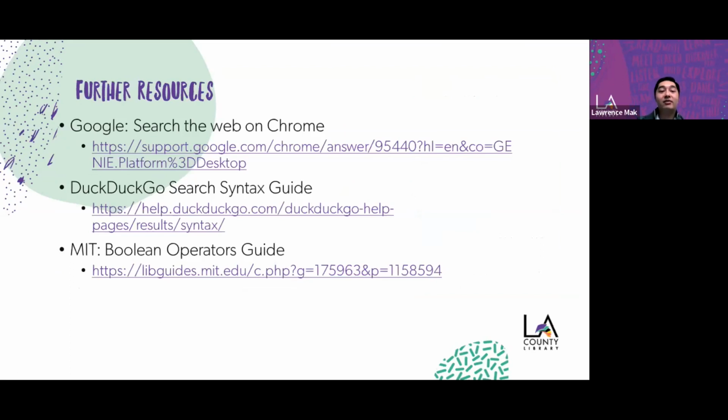I also wanted to give you some further resources. Not to worry, this presentation will be sent to you in an email after the program. But there are some pretty good resources that I wanted to share. The first is Google's Search the Web on Chrome, an article from Google that gives you some tips and tricks on how to use Chrome to search the web. It covers some of the things mentioned in this program, but there are also more. Next, we've got the DuckDuckGo Search Syntax Guide, which provides help on how to use search syntax to refine your search and make it more efficient. And for a further understanding of Boolean operators, I've included the MIT Boolean Operators Guide link. It's a LibGuide from MIT that helps further explain what Boolean operators are and what they do.